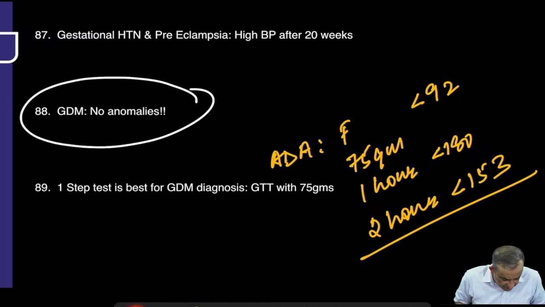Different values in GTT. See, DIPSI test and all, I'm not even bothered to teach you. I mean, it has never come in exams. DIPSI is used, it's just a single step test. It is done in most of the hospitals. Whatever is the fasting status of this mother, whether she's eaten or not eaten, we give her the load of glucose, and after one hour, if it is more than 140, then we say it is diabetic. Most of the places in your exams, it is not used. It's a good thing, but we are not talking about that.